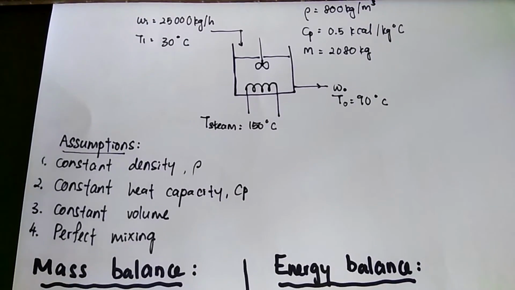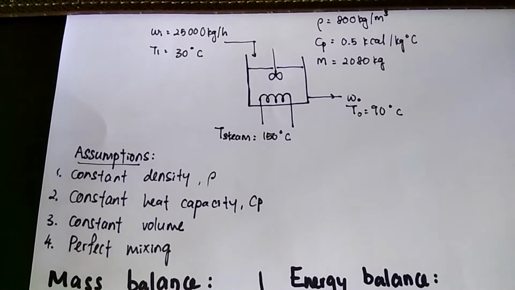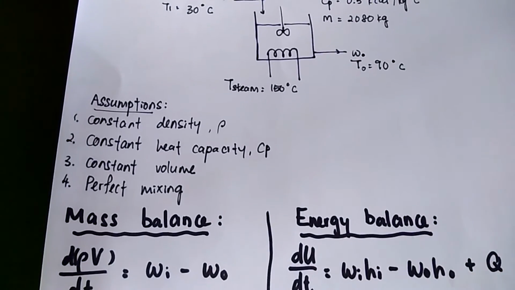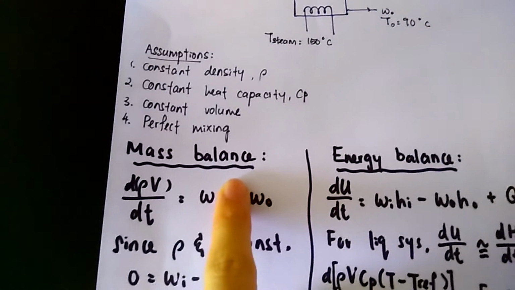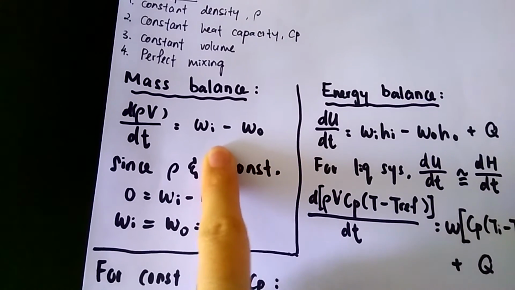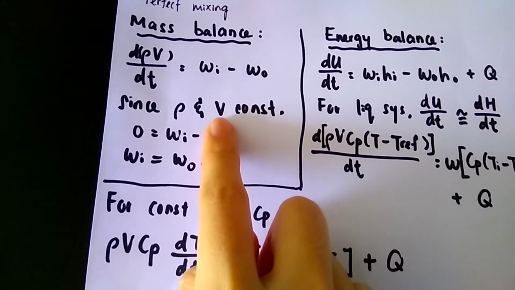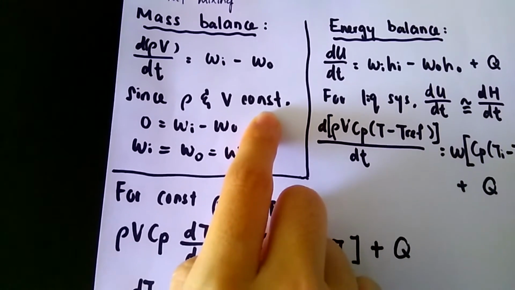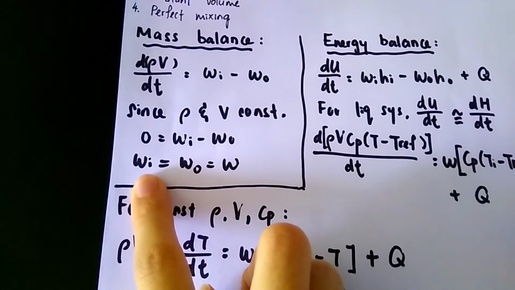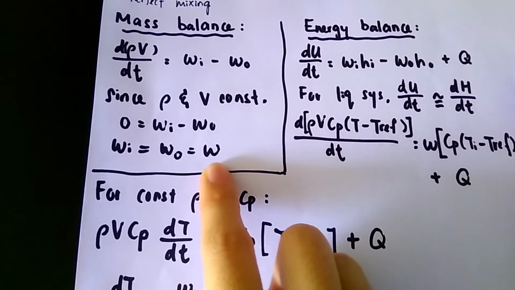First, we have to list the assumptions. The assumptions are: the liquid has constant density, constant heat capacity, constant volume, and perfect mixing. So first, mass balance. d(rho V)/dt equals the mass flow rate in minus the mass flow rate out. Since the density and the volume are constant, this term becomes 0, and hence the inlet mass flow rate equals the outlet mass flow rate, and we denote it as W.